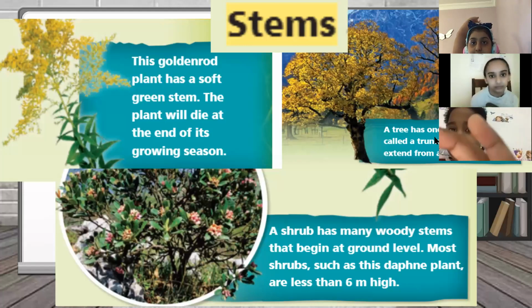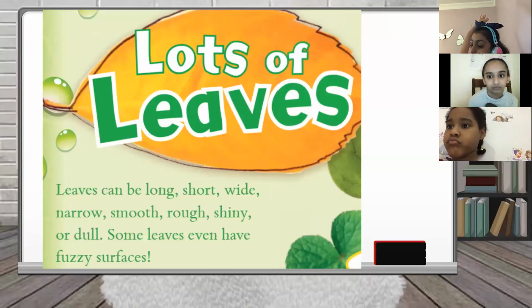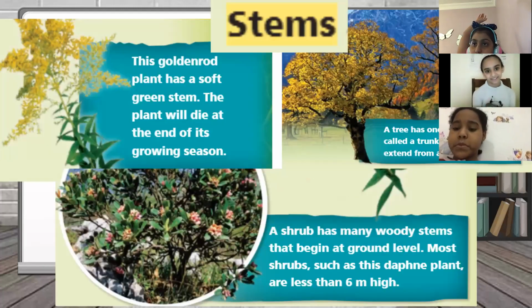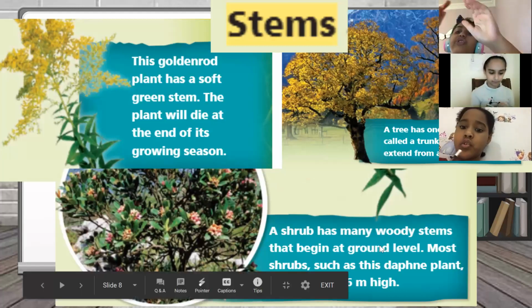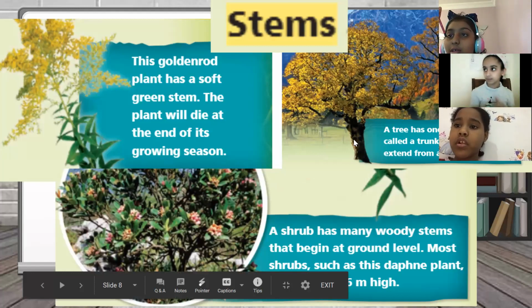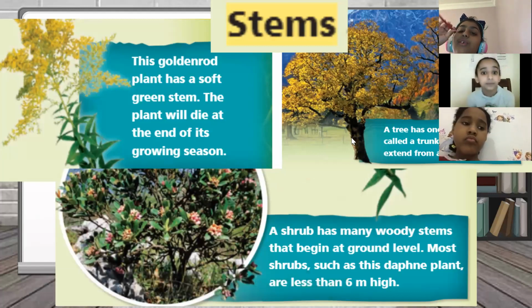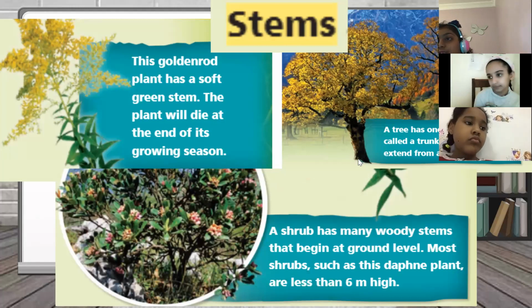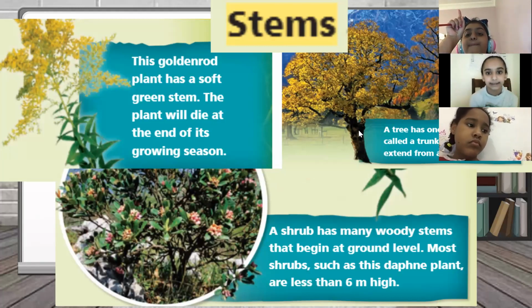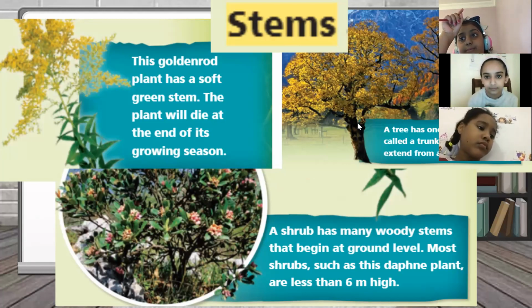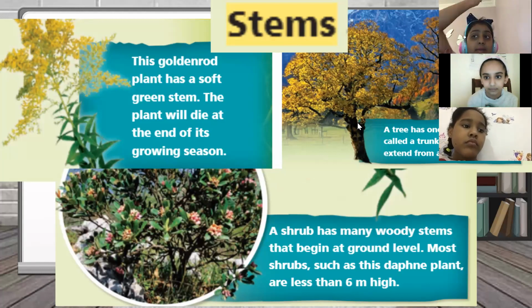Okay, if a tree has a woody stem, we call this woody stem a trunk. What do we call it? Trunk. Because it's very strong. Yes, it's very strong, and that's why we call it a trunk. It's big and huge, and it can absorb a lot of water and store it too. It will store water inside, and not only water, also food.